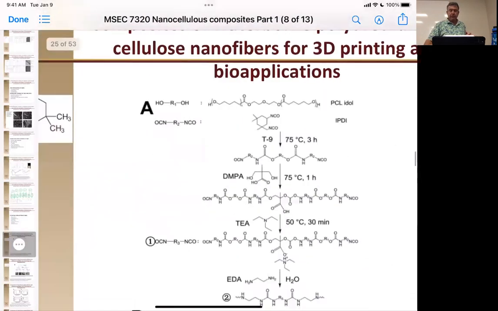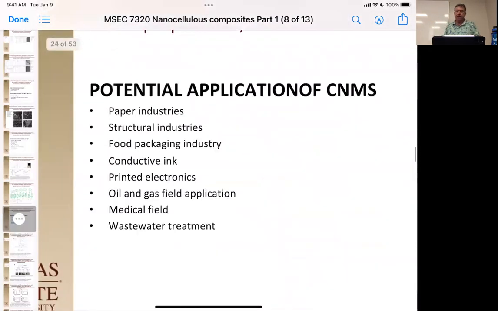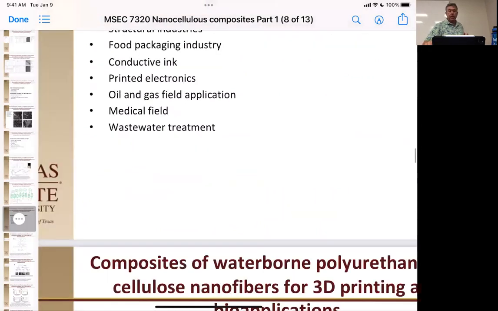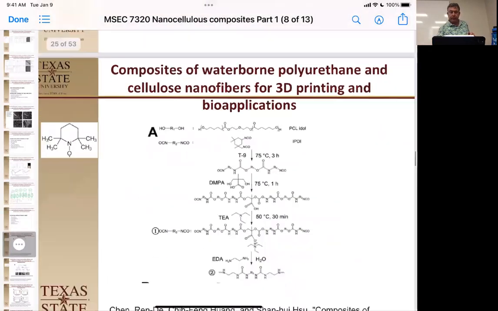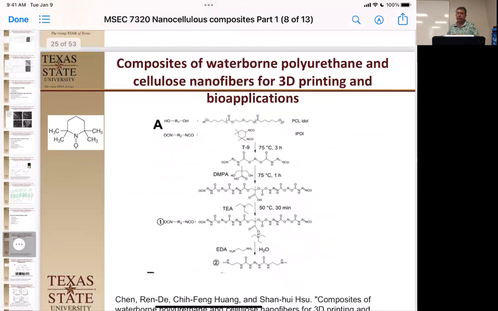So those are the potential applications for that. Now I want to get to a specific paper talking about one particular purpose here. And this one, we're going to talk about fiber used for 3D printing bioapplication. Why would you want to 3D print something for a bioapplication?